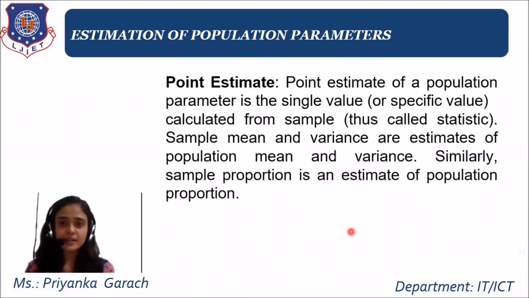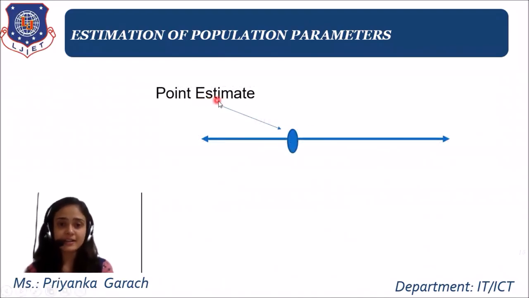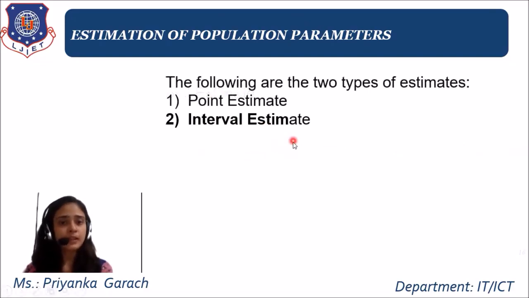The point estimate means you are estimating a single value, or we can say a specific value which can be calculated from the sample statistic. So you have so many different numbers and you are estimating. Estimate means to predict something. You are estimating a specific, single value from various different values. That is the point estimate. Then comes the next one, that is the interval estimate.